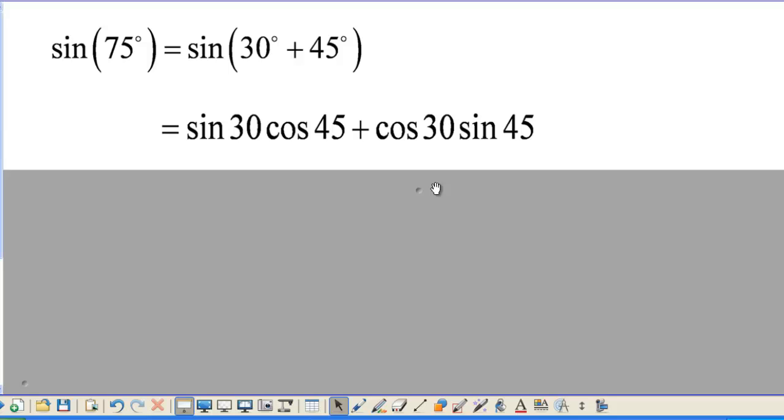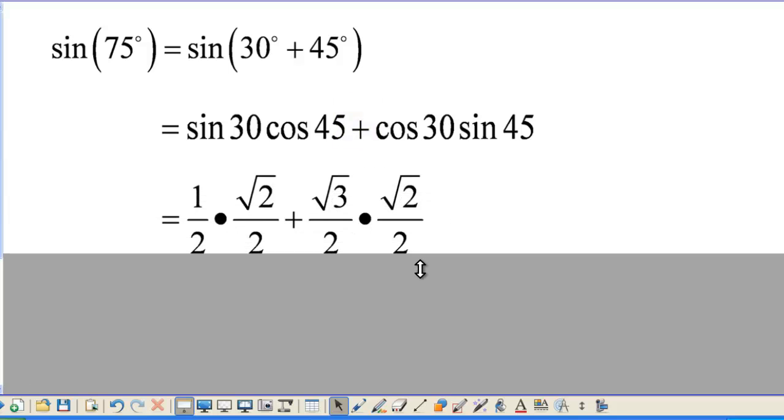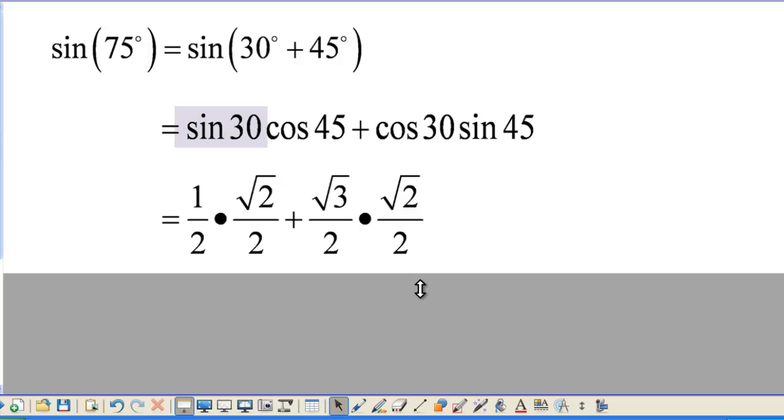Because it is a sine formula, that means the sign, S-I-G-N, stays the same. So I'm going to take the sine of 30 cosine 45, which is a product, and add the other product of cosine 30 sine of 45. Next, I'm going to evaluate each of those trig functions. So the sine of 30 degrees is a half. The sine of 45 degrees is root 2 over 2. I'm going to add the cosine of 30, which is root 3 over 2, times the sine of 45, which is root 2 over 2.